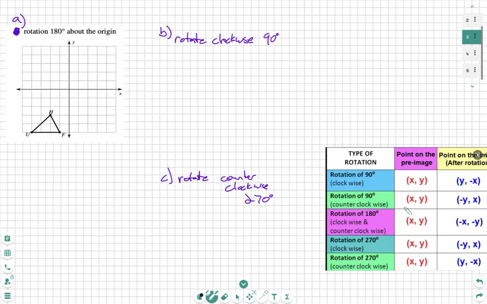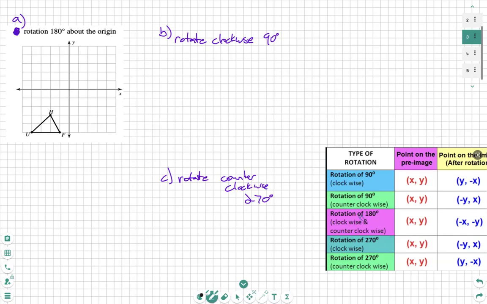For counterclockwise, when we flip our Y and our X, the Y switches signs and X stays the same sign. For rotation of 180, all that happens is they both flip signs. Then for rotation of 270 clockwise, our Y and X switch again, and the Y changes signs. Then for 270 counterclockwise, Y and X switch again, and the X changes signs.